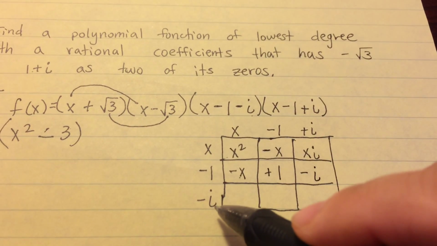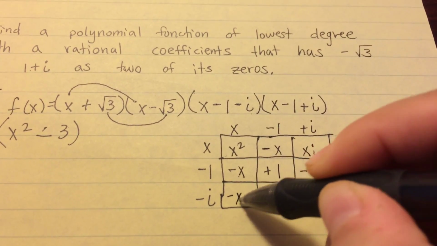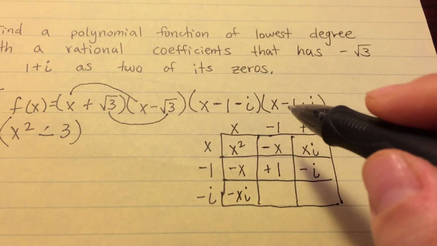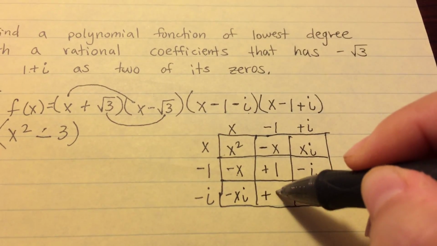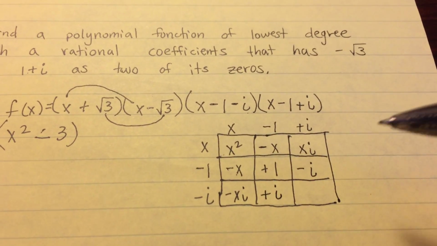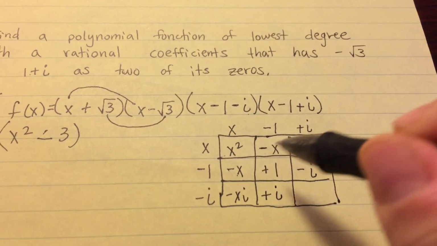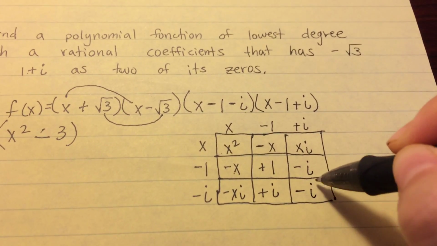Then we do the same thing for this one. So negative i times x gives us negative xi, right? And then negative i times negative 1 is positive i. You could put a 1i, but we'll just leave it as i. And negative i times positive i becomes a negative i squared.